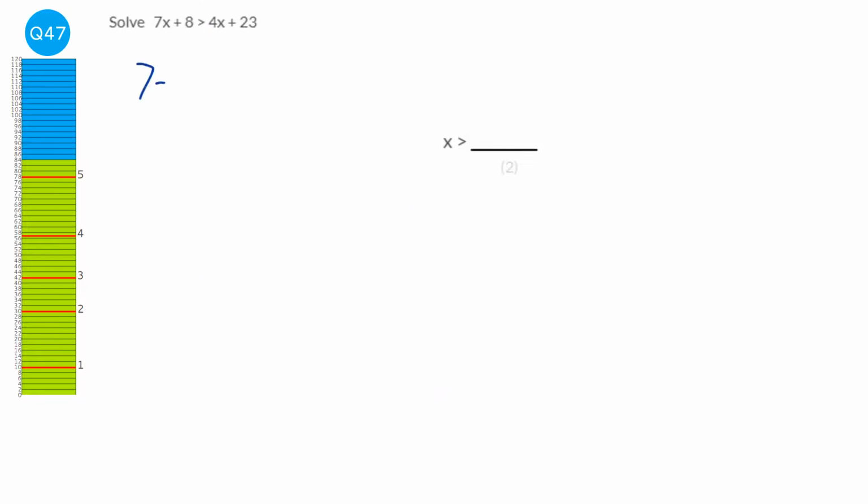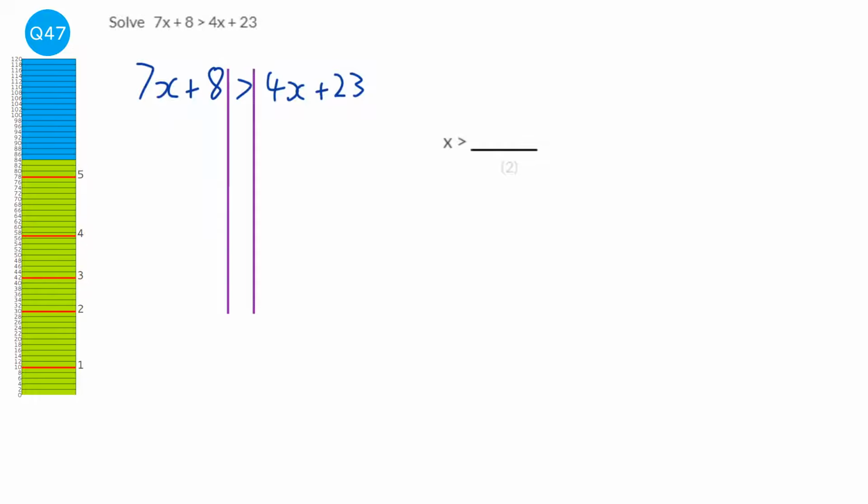So we're going to write out the question again, just to give us a bit more space. And we're going to put in our tram lines so we can solve it. Now we're going to solve this in exactly the same way as if it was an equation with an equals in the middle. One slight difference though is if you times or divide by a negative, you've got to flip the sign, but hopefully we won't do that.